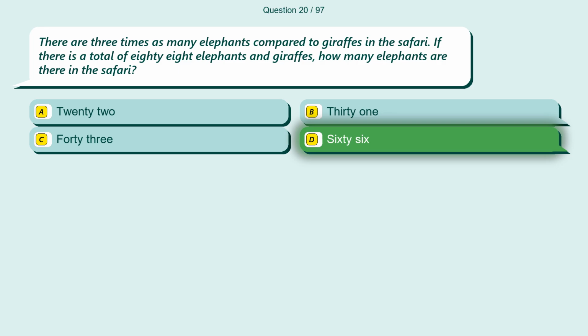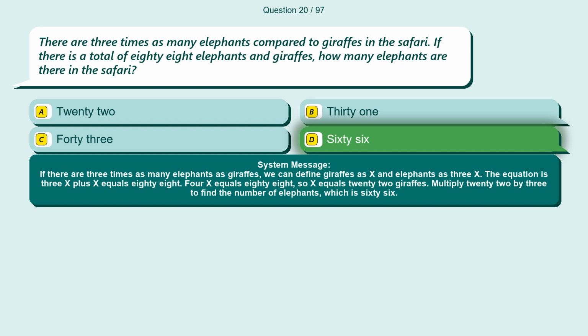The correct answer is option D, 66. If there are 3 times as many elephants as giraffes, we can define giraffes as x and elephants as 3x. The equation is 3x plus x equals 88. So 4x equals 88, so x equals 22 giraffes. Multiply 22 by 3 to find the number of elephants, which is 66.